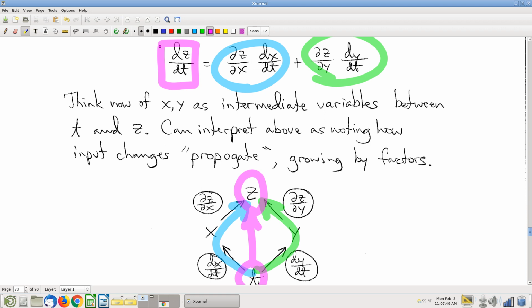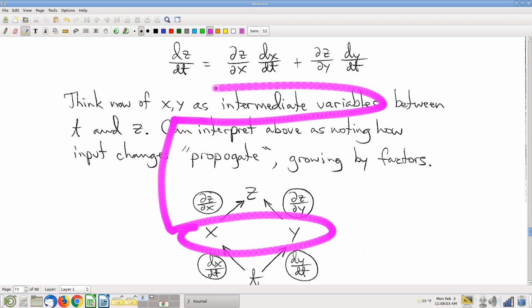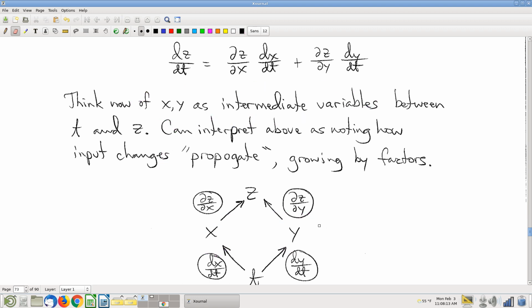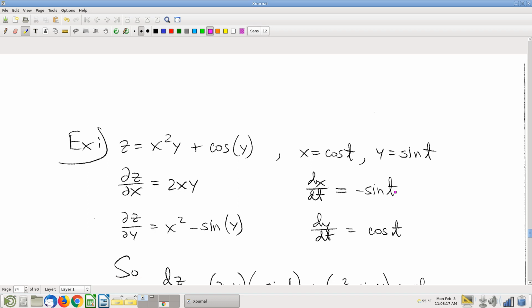Nice. I think it's a really nice point of view. Again, it has some real big advantages, and we're going to use this point of view a lot going along. By the way, just for terminology, I call these variables intermediate variables because they're intermediate between t and z as you move from t to z. All right, let's see an example.